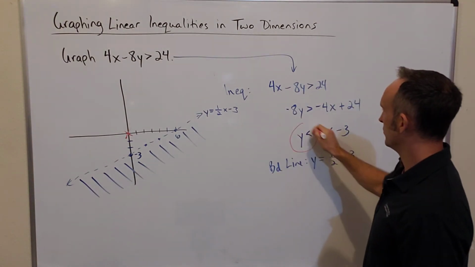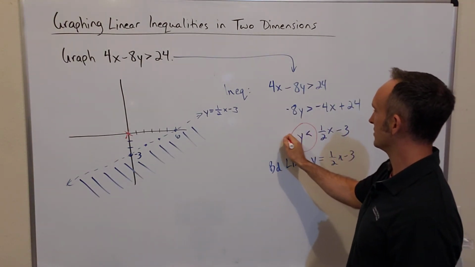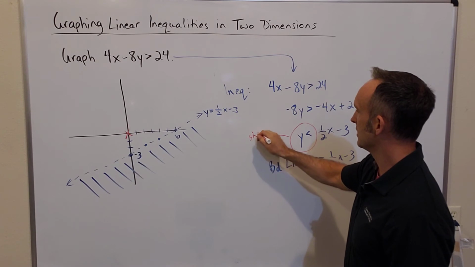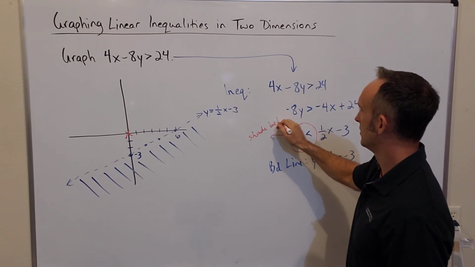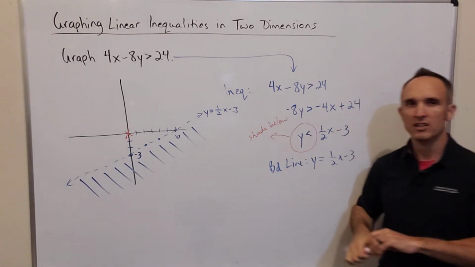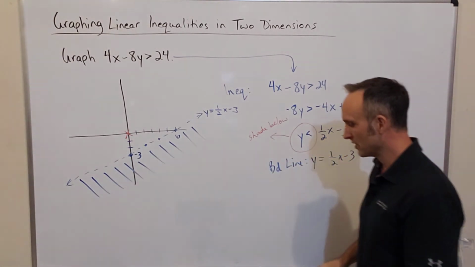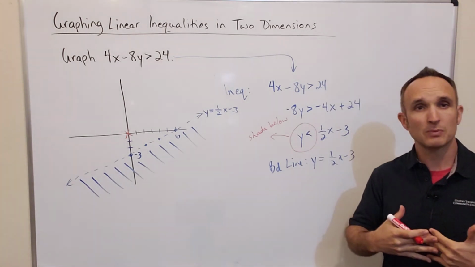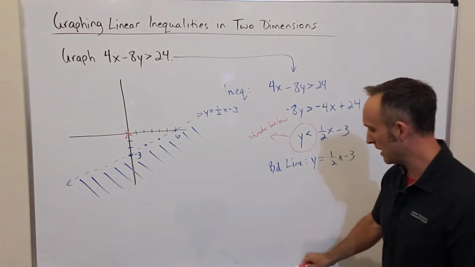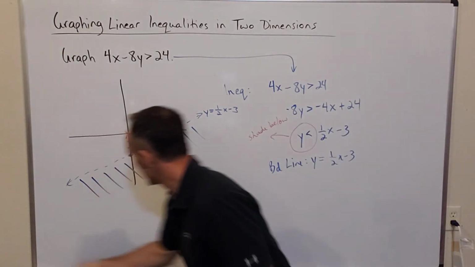And then the way that I know to shade below is because when it's in slope-intercept form, it says y is less than, and when y is less than, you shade below, okay? So that's the slope-intercept form version of graphing the same inequality. Again, I prefer the test point method, but that certainly doesn't mean that you have to. That's why I'm showing you both ways.